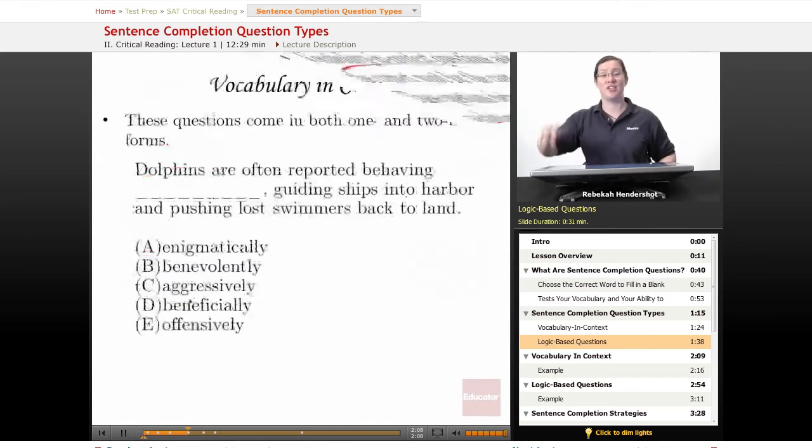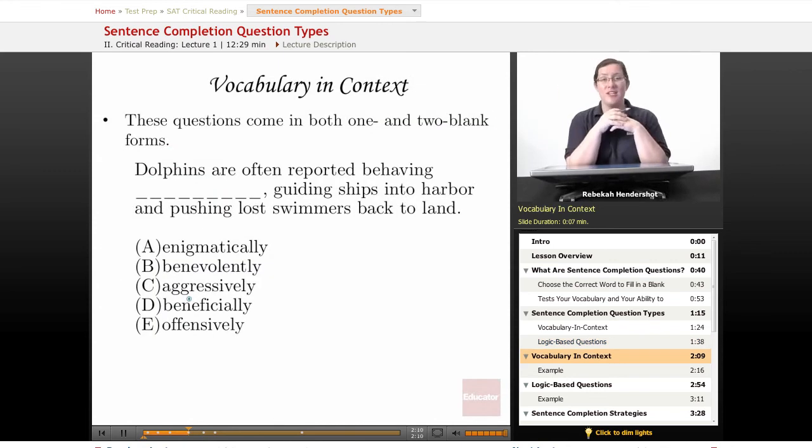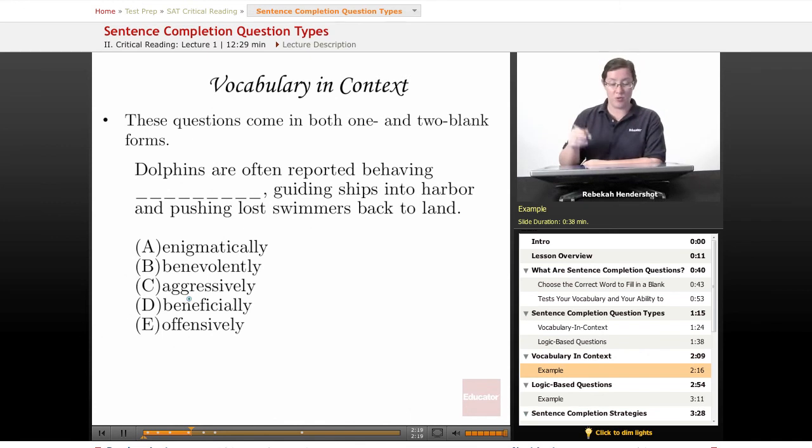And that takes logic. All right, let's look at a sample vocabulary and context question. These questions come in one and two blank forms. Our example for this lesson: Dolphins are often reported behaving blank, guiding ships into harbor and pushing lost swimmers back to land. And our choices are enigmatically, benevolently, aggressively, beneficially, or offensively.